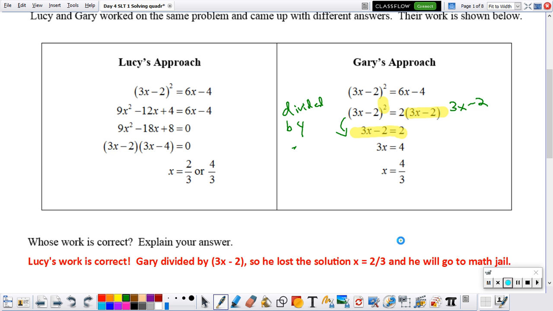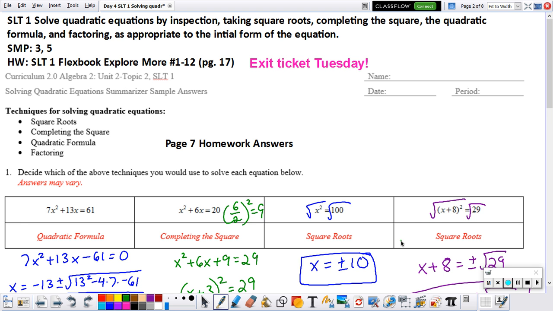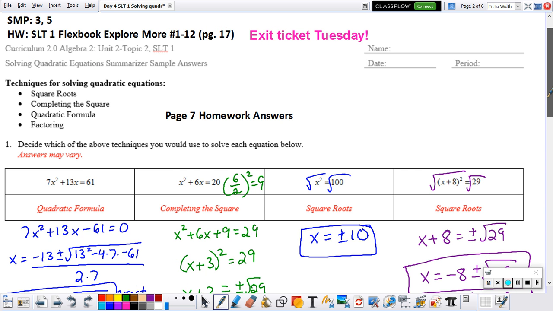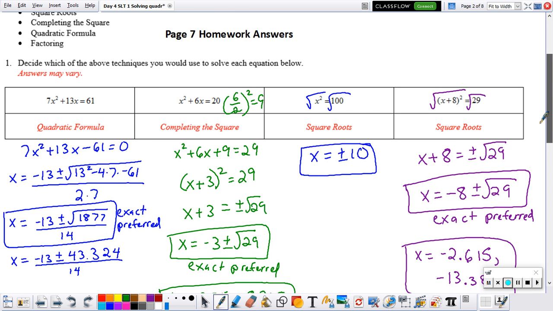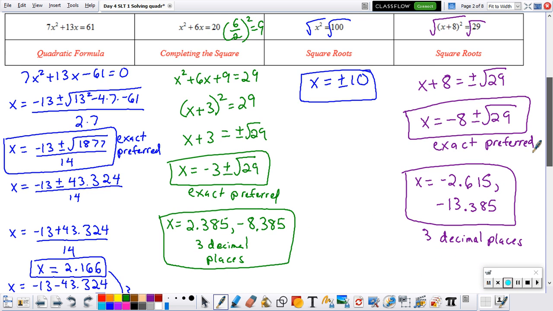Here are the answers to last night's homework. They were on Classroom last night, so you should be familiar with them. If you need to pause the video and take another look at those, go ahead.